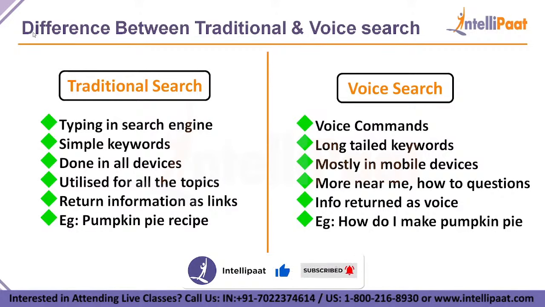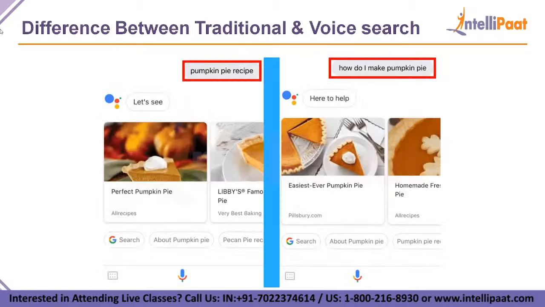So the example for traditional search will be, when you're typing, pumpkin pie recipe. But when it comes to voice search, for the same pumpkin pie recipe, it will be like, how do I make pumpkin pie? So that's the difference. When you search pumpkin pie recipe, what you get is different from how do I make pumpkin pie. So there are differences. So everybody today is moving a step ahead and optimizing their content in order to be on top, so that Google Assistant or Alexa can recognize your content and help you reach more people.